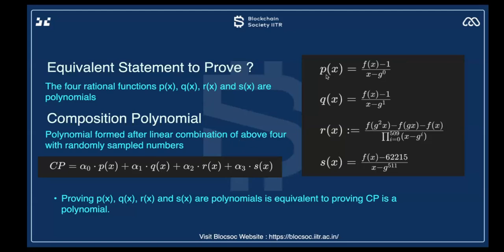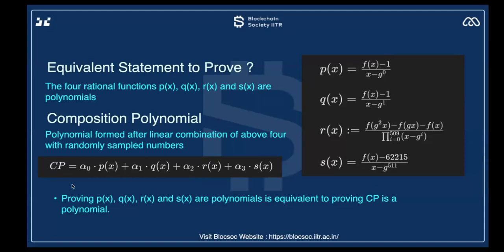Next, we take a linear combination of all these four polynomials and generate a single polynomial known as the composition polynomial. We took some random numbers alpha 0, alpha 1, alpha 2 and alpha 3 and generate a single composition polynomial through it. Okay, so let's analyze one thing. If all these terms are polynomials, then this composition polynomial would also be a polynomial.